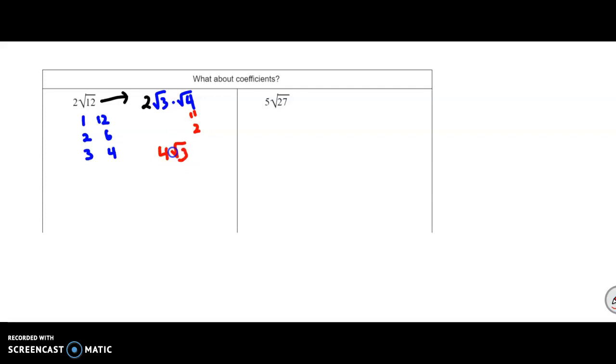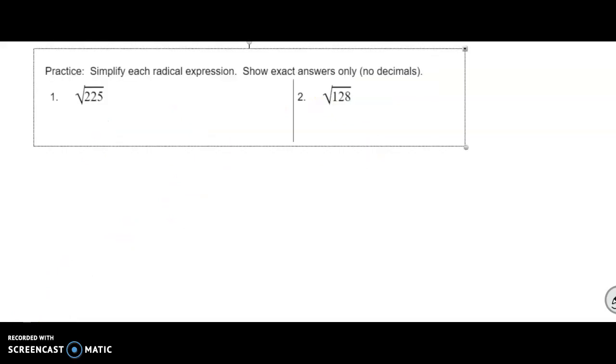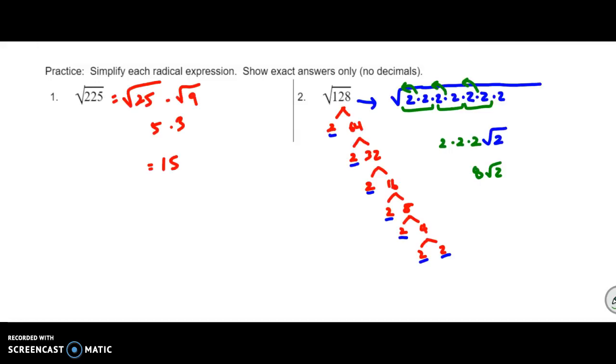You can pause here and try 5 square root of 27. And there's my work real quick. You can pause here, take a look at it, or you can move on. You can also pause here if you'd like and try these problems, or also move on to the last couple of examples that we're going to look at for the Pythagorean theorem. And here are answers and work to pause here and check if you'd like.